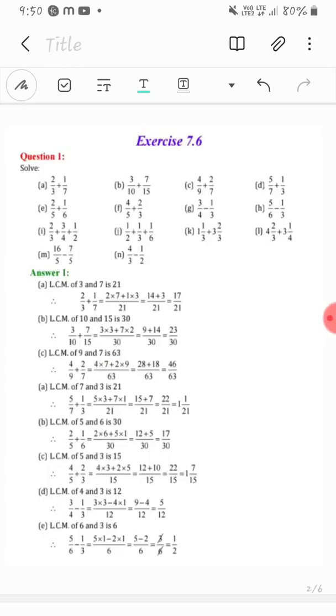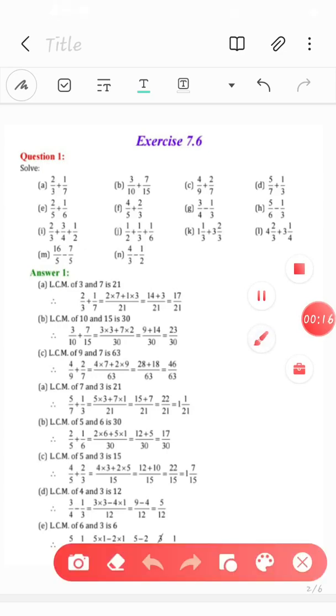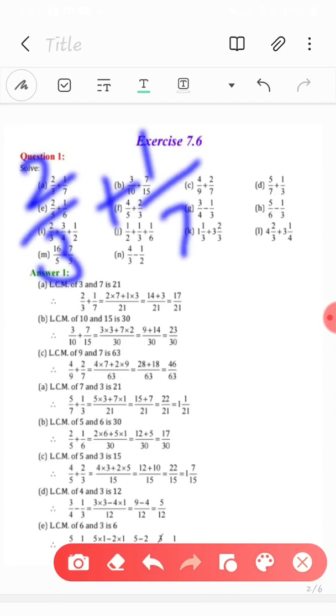So exercise 7.6 question number 1. Here it is given 2 by 3 plus 1 by 7. We have to solve it. As we can see both the denominators are different, so we have to find the LCM of 3 and 7. After finding it out we got the LCM of 3 and 7 is 21. So we are putting 21 here, that means 2 by 3 plus 1 by 7.